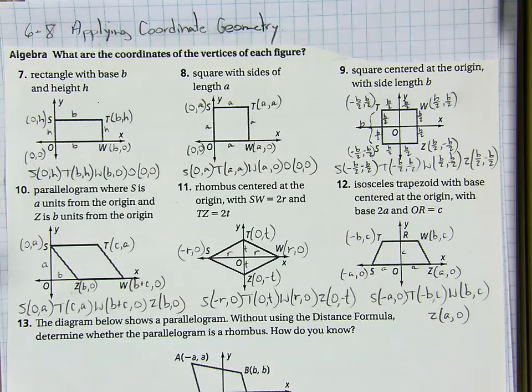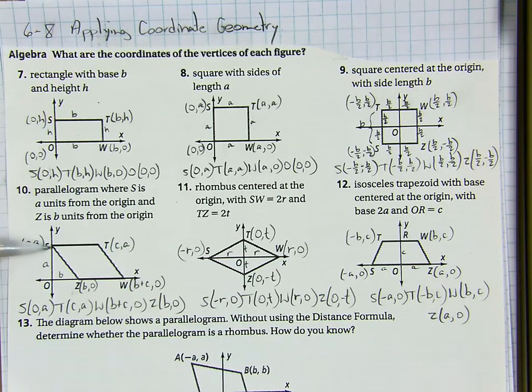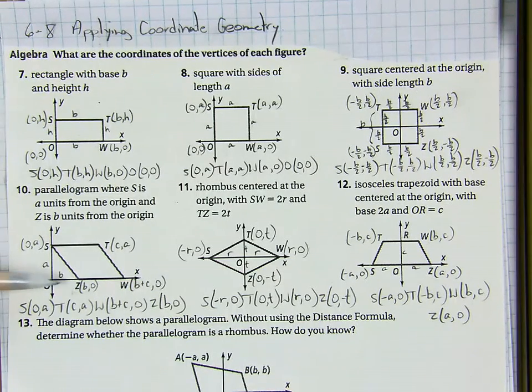Number 10, a parallelogram where S is A units from the origin and Z is B units from the origin. So S is A units, so this distance here would be A. Z is B units, okay? So that means that Z is going to be B, 0. S is going to be 0, A. That's how far those two are away.